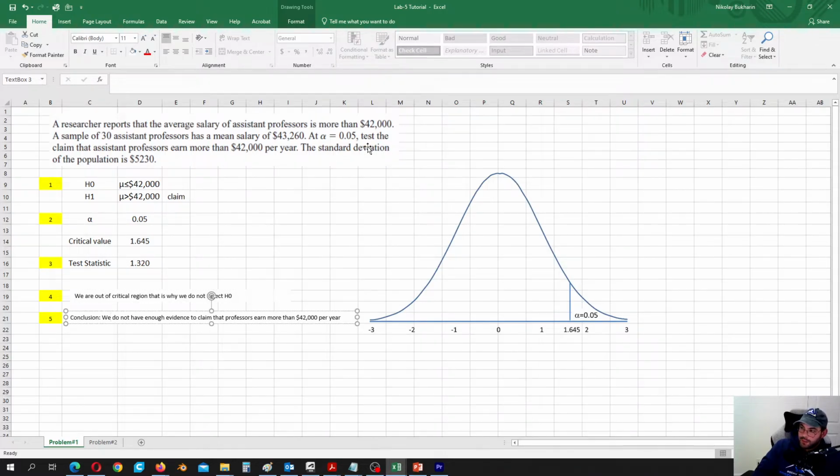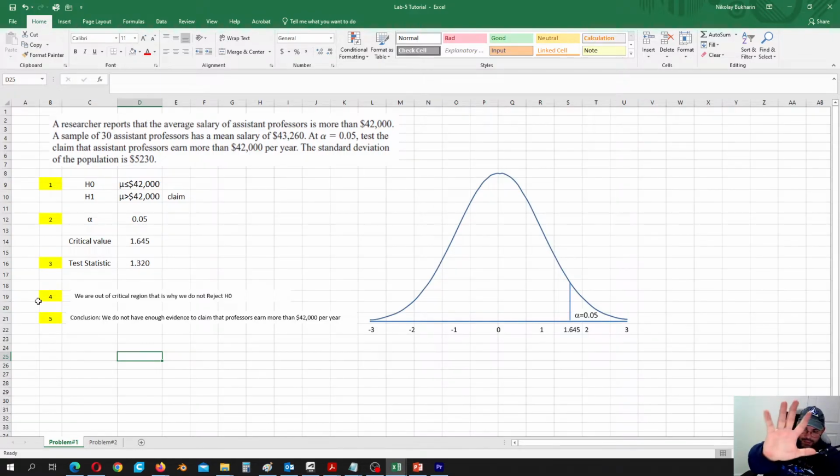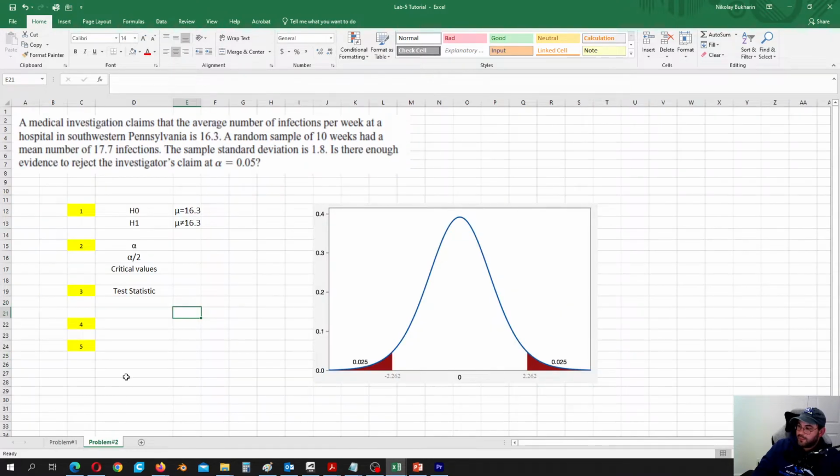We were asked to test the claim that assistant professors earn more than 42,000 per year. Our conclusion is that we do not have enough evidence, at this significance level of 0.05, to claim that professors earn more than 42,000 per year based on this data. So, 5 steps of success. Okay, let's save this and go solve another problem.